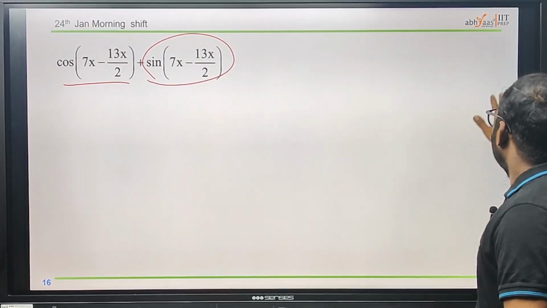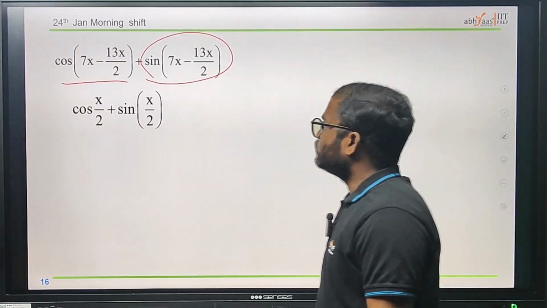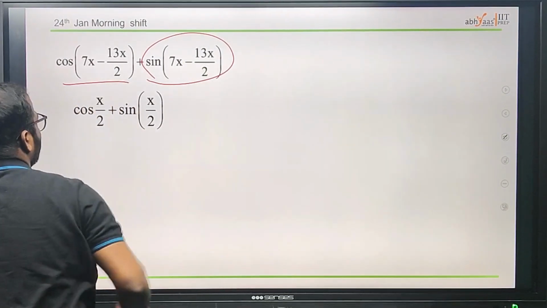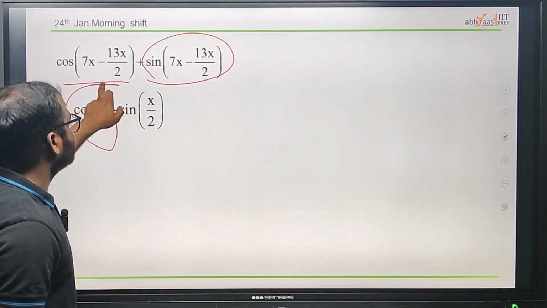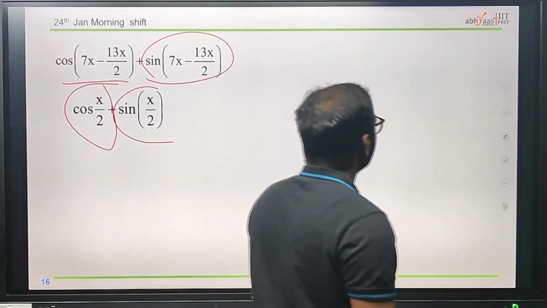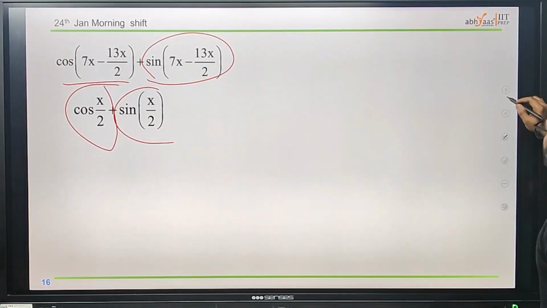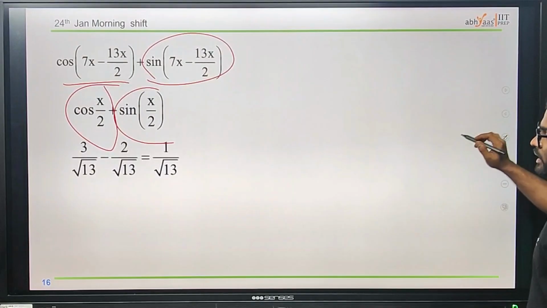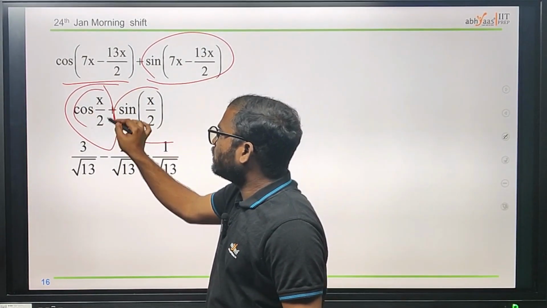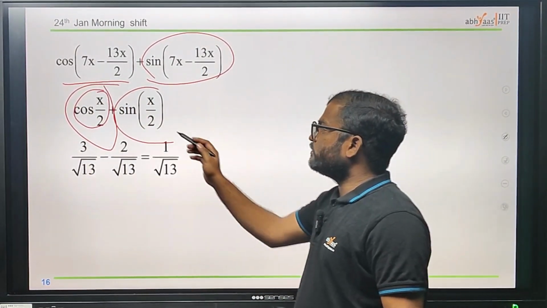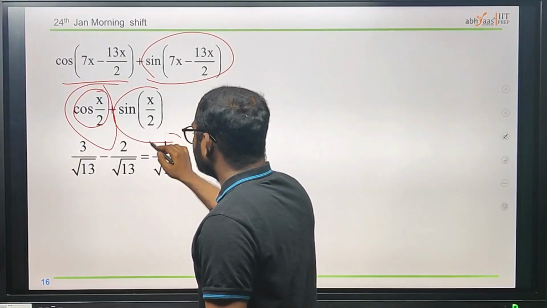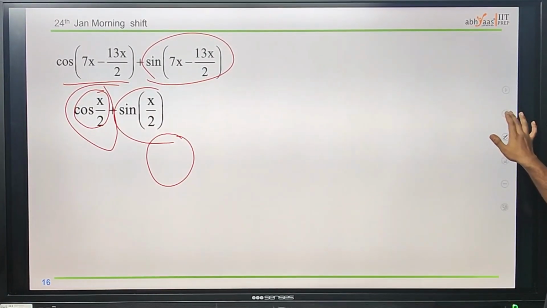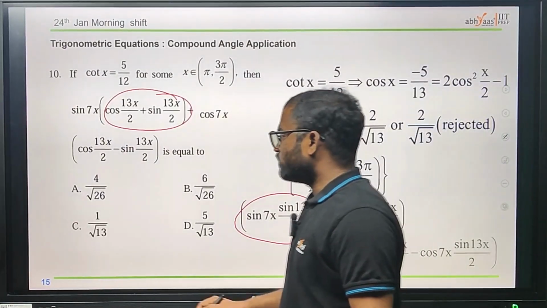Now, using what we have here, 7x and 13x, doing the LCM we will get cos x by 2, and similarly here sin x by 2. Now we have the angles cos x by 2 and sin x by 2. We already found cos x by 2 previously, and in a similar way we will find sin x by 2. Substituting those values, we get 1 by root 13 as the answer.